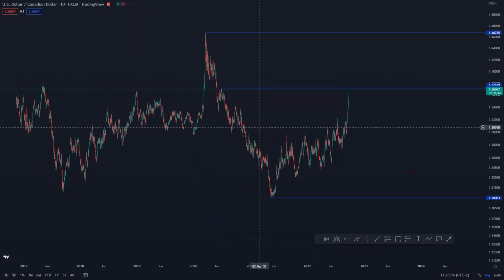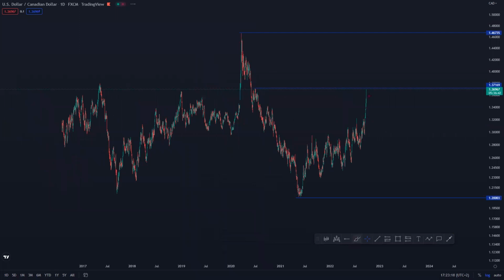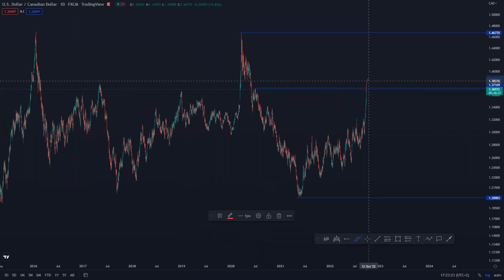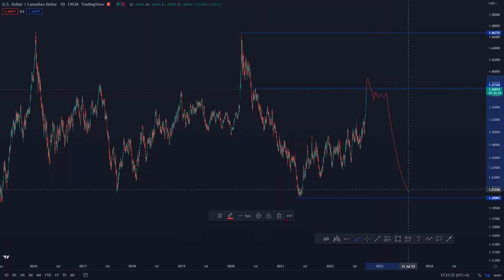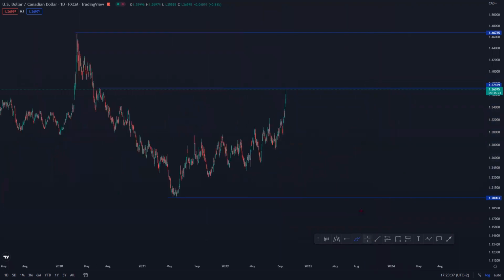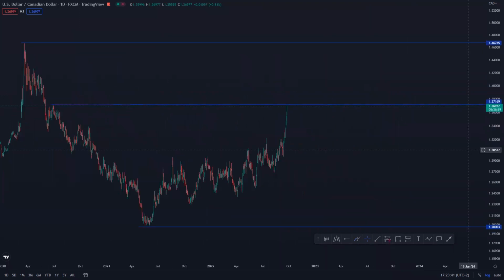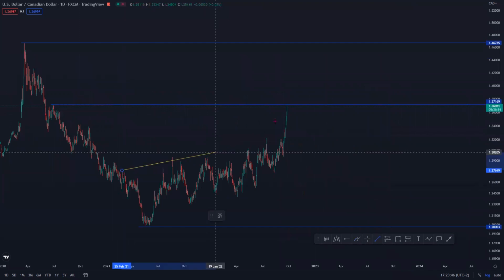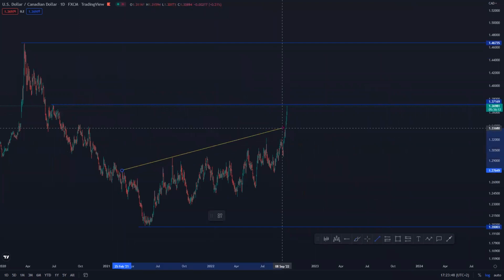What might happen is that the market may push up and break below this level, and give us a correction. After the correction, then you can start pushing to the downside. And also let's see what structure we can find here.